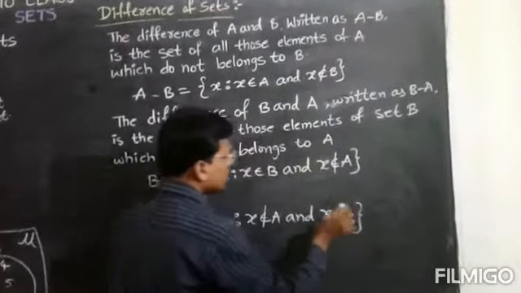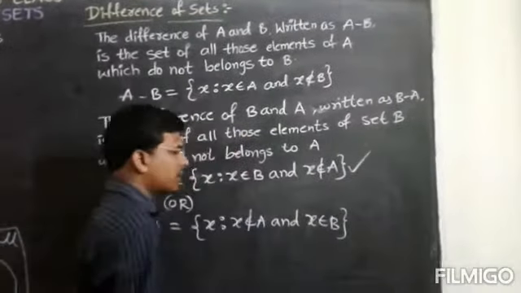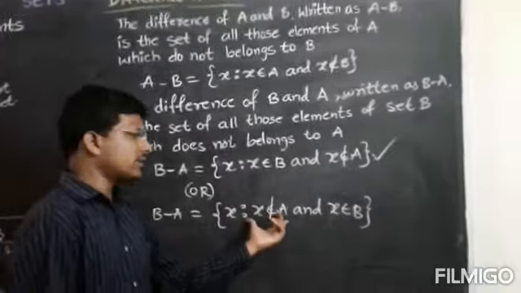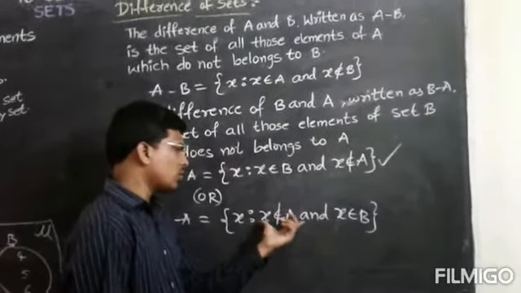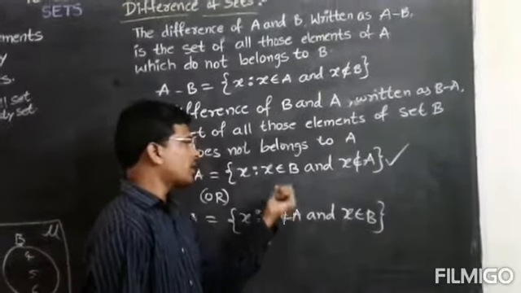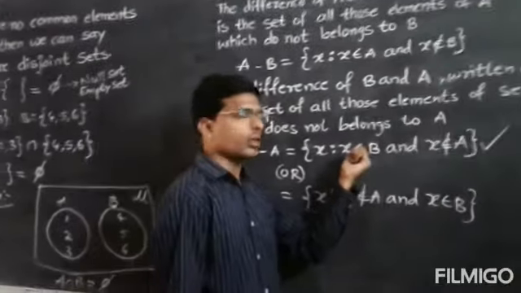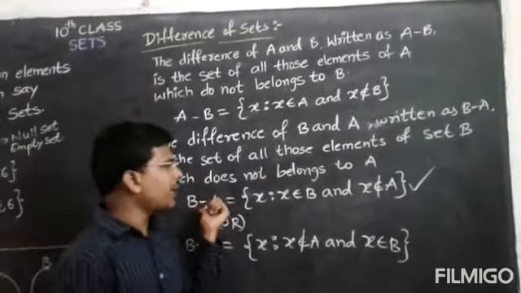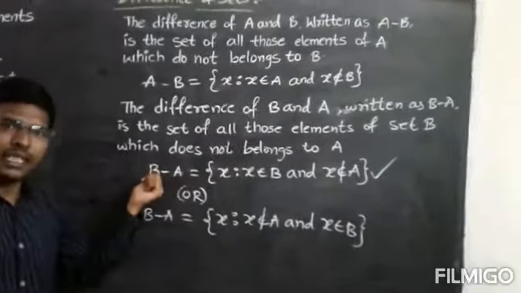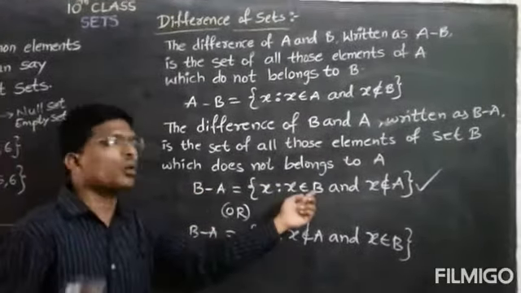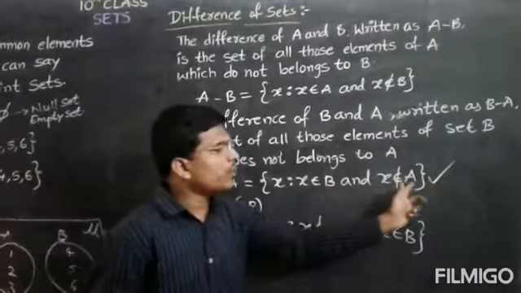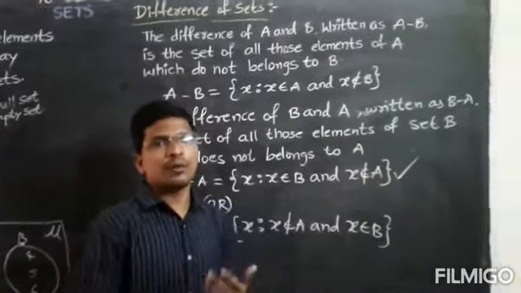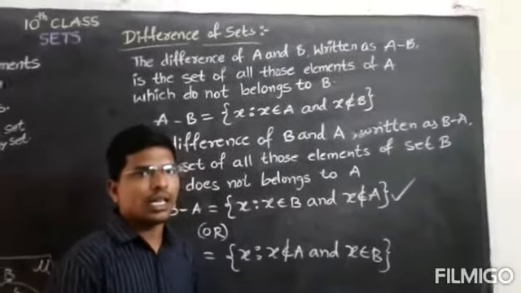This is the maximum 99% correct method. Some of you, previous 10th students, write it differently. You can also follow that, but this is the most correct form. So in difference of sets, B minus A is the set of elements which belong only to set B but do not belong to set A. If you see one more example problem, you can understand more clearly.